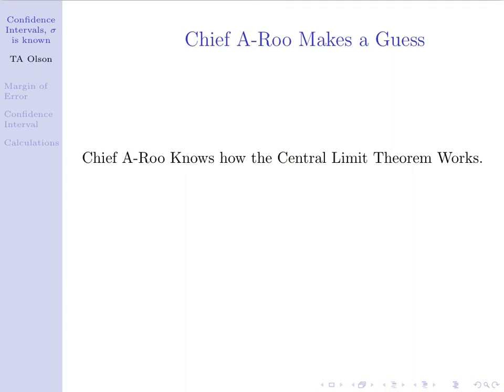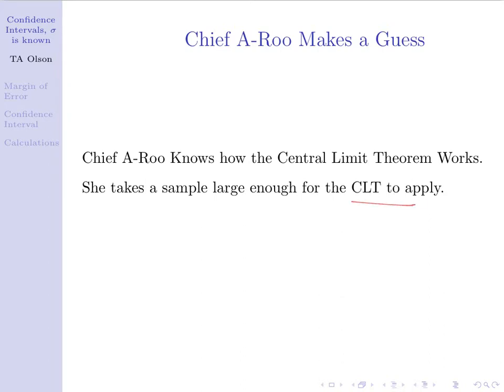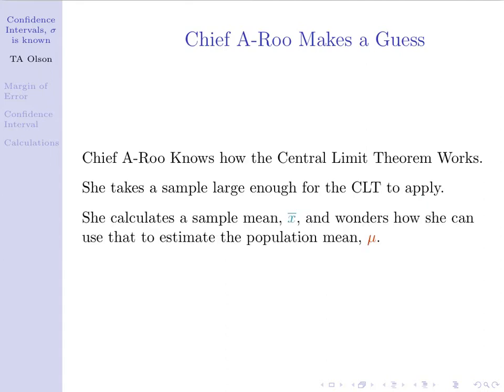All right, so far Chifaru knows how the central limit theorem works. So she knows how to take a sample large enough for the central limit theorem to apply, right? Greater than 30, so 31 or more. She knows how to calculate her sample mean. But what she wants to know is, how can this sample mean be used to estimate the population mean, which is really the thing that she's interested in?